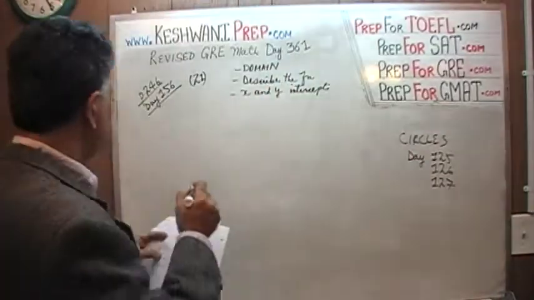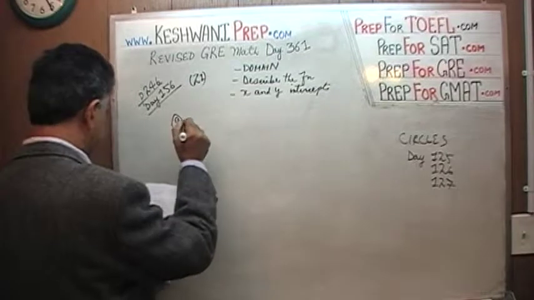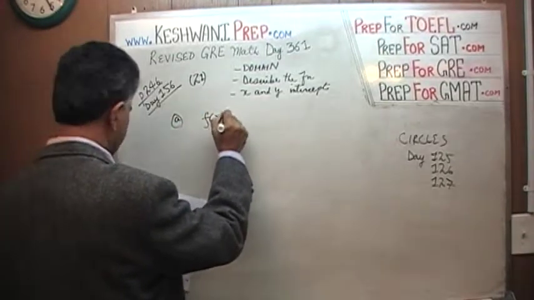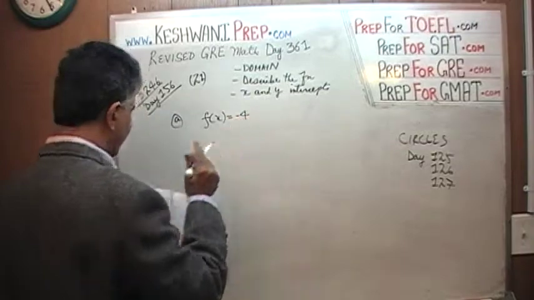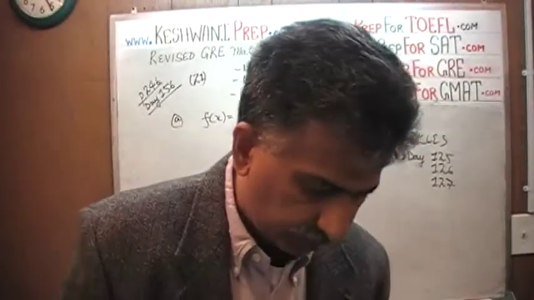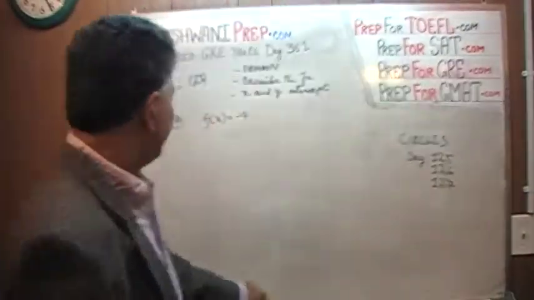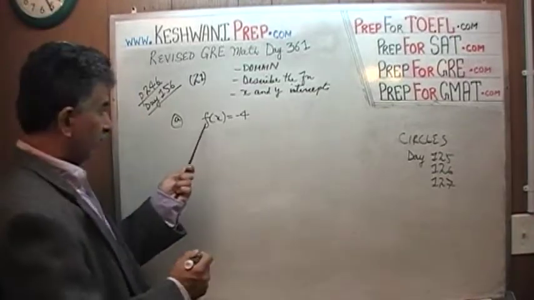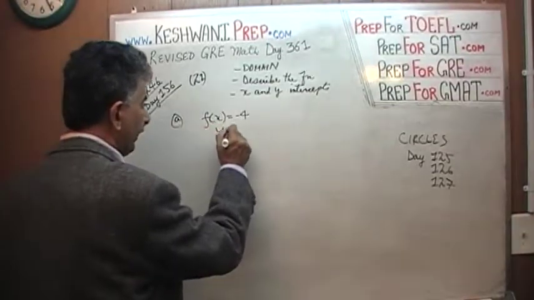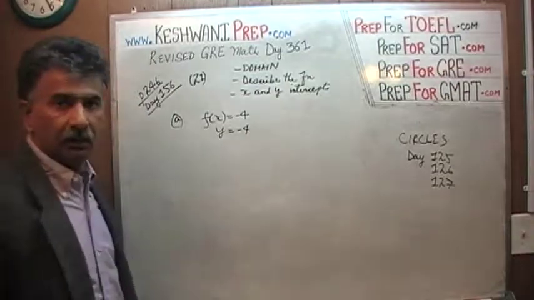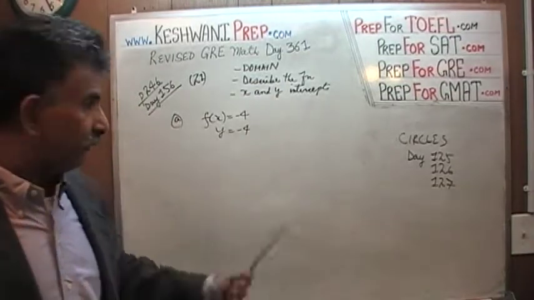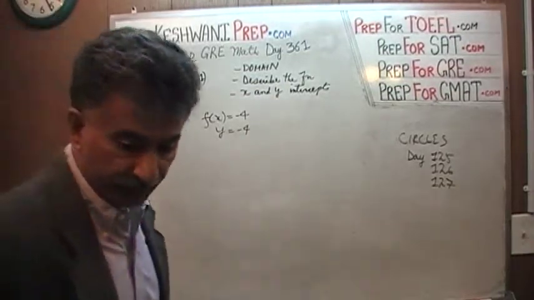The very first one is f of x equals -4. And f of x is the value of y, so y equals -4, and that's our function. That's it. How do we plot it? What is going to be the shape of this function? Well, it's very straightforward.